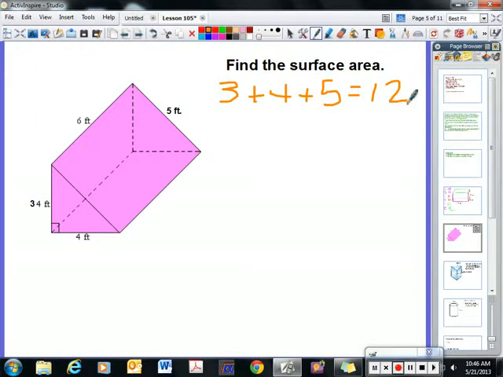And if I take that times the height, and you've got to think of it standing up on its base, because the base is a triangle, times 6, that's going to give me 72.